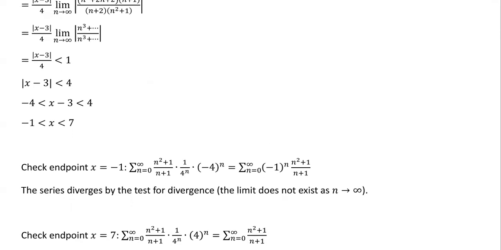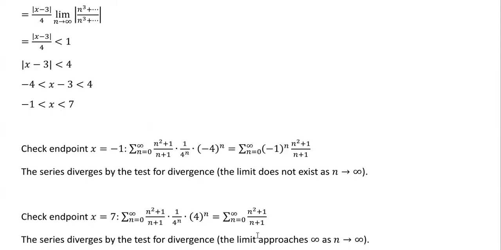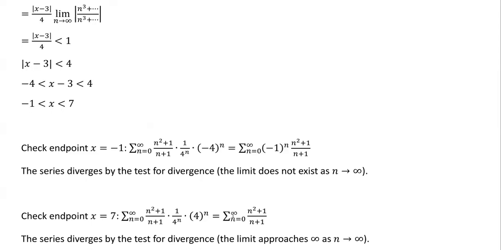So we would get 4 to the n if we plugged in x as 7. We cancel these 4 to the n's. We get this. This, again, we can tell right away does not converge by the test for divergence. Again, the limit as n goes to infinity is infinite. It is not equal to 0. So that's why it diverges. Therefore, our interval of convergence does not include the 2 endpoints, and we can just leave this inequality as is.